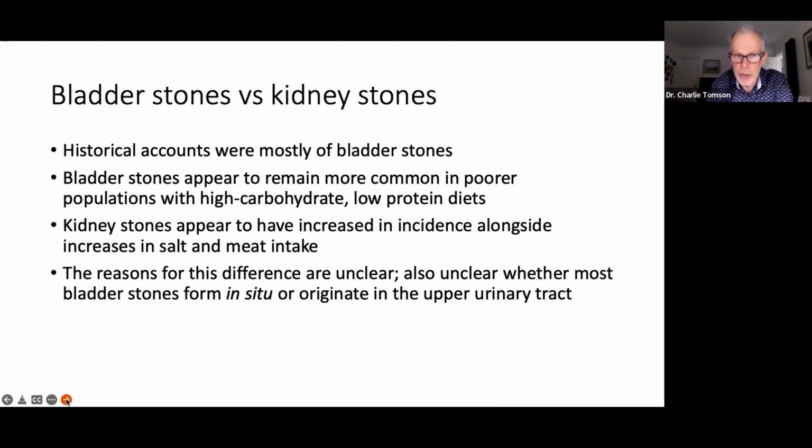And it's not clear to me whether the bladder stones form in the bladder or originate in the upper urinary tract. In Western practice, most of the kidney stones we see in the bladder have originated in the upper urinary tract, because we can see the same stones further up in the urinary tract. But there may be a different type of pathogenesis where stones form in the bladder, and I know nothing about that and can give you no useful information on it.